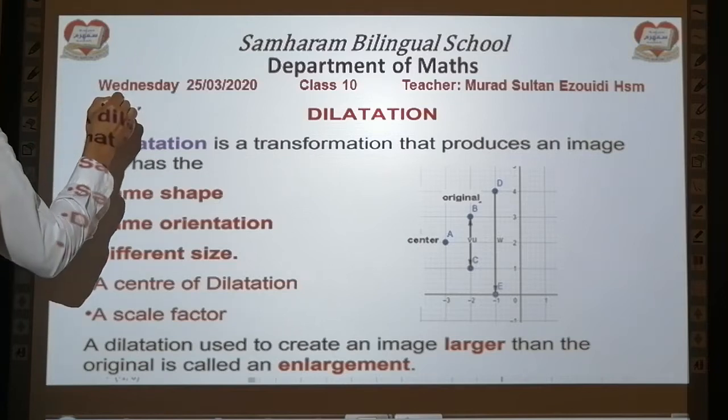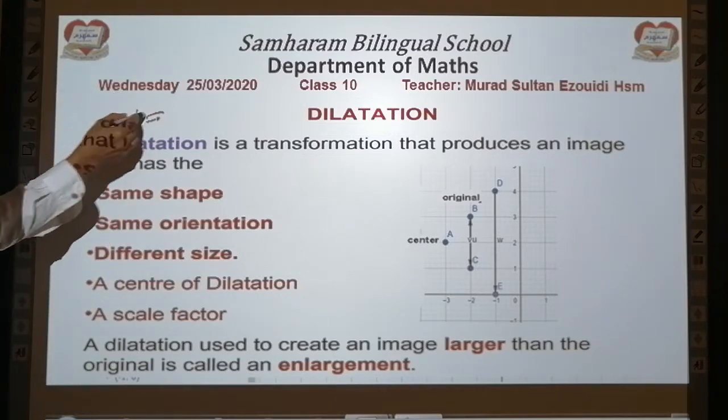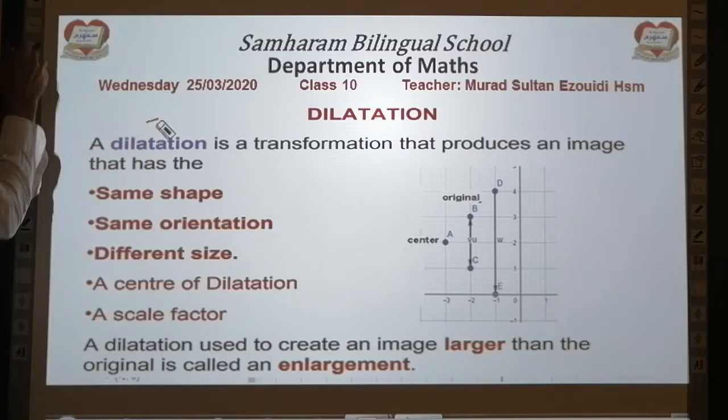Sorry, for studying enlargement. Okay. Restart.